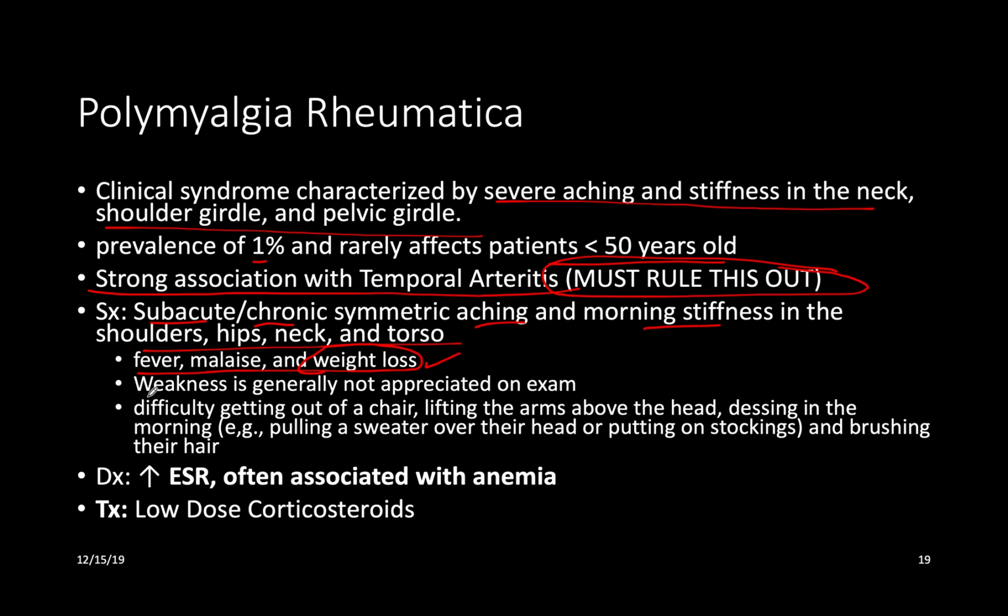Okay. Weakness is generally not appreciated on exam. They have full strength. They just sort of have stiffness and aching. And I know some of these definitions can kind of start blurring together when you talk about stiffness versus weakness. But you really just have to look for the specific words, right? In terms of diagnosing. So you can hear things like difficulty getting out of a chair, lifting arms above the head, getting dressed in the morning, brushing their hair. There's a little bit of overlap there with myasthenia gravis, right? But myasthenia gravis looks a lot different. So it's something to keep in mind.